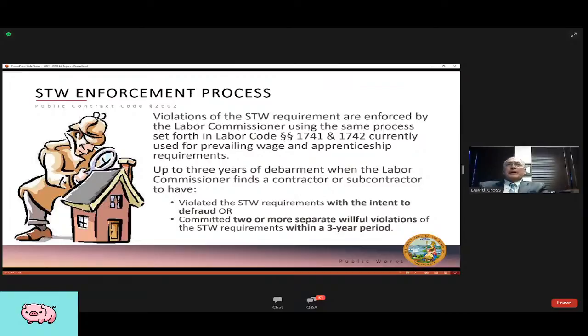Now, the next part of the enforcement process is up to 3 years of debarment. This is going to be really unusual. Nobody here has to worry about that, because you all are getting education and you're going to follow the skilled and trained workforce rules. This is going to apply to people who are clueless and don't pay any attention to the rules. Up to 3 years of debarment when the Labor Commissioner finds a contractor or subcontractor to have violated skilled and trained workforce requirements, A, with the intent to defraud, or completely separately committed 2 or more separate willful violations of the skilled and trained workforce requirements within a 3-year period. We don't anticipate there's going to be a lot of these, particularly for anybody who's come here and is actually making an effort to comply with the rules.